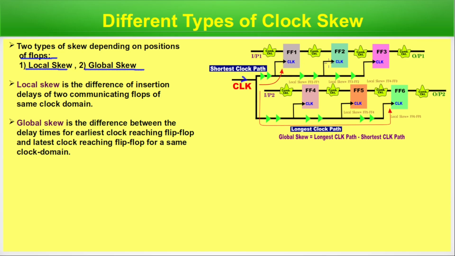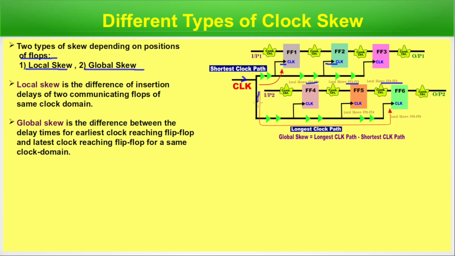This is flip-flop 1, then combinational circuit, then flip-flop 2, then flip-flop 3. Here also some other flip-flops. So this is the shortest path. As we can see, the signal will travel from this clock to finally reach here, and when the signal is coming in this point and this point, there is a finite difference, that is local skew, FF2 minus FF1. Similarly, FF3 minus FF2, FF4 minus FF3, these are local.